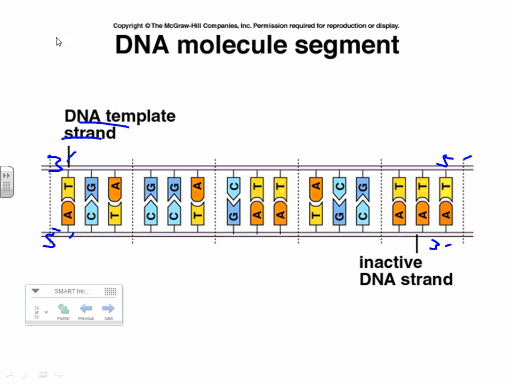What's the main enzyme that does transcription? Try again. RNA polymerase. And it only can build RNA which way? 5 to 3. Both enzymes can only build 5 to 3.